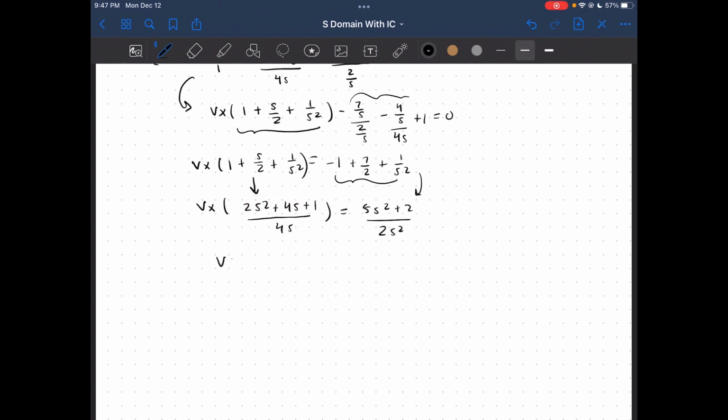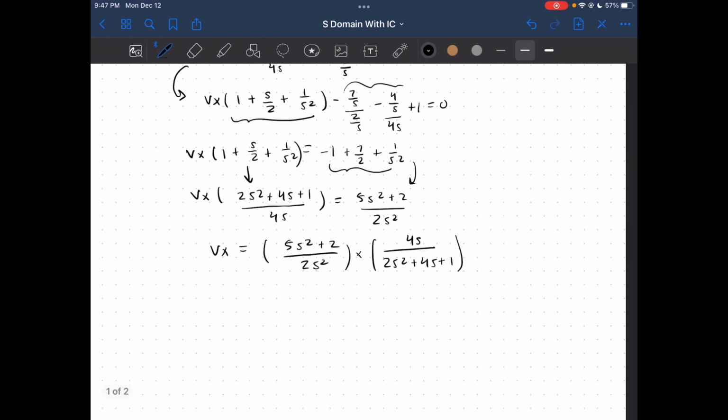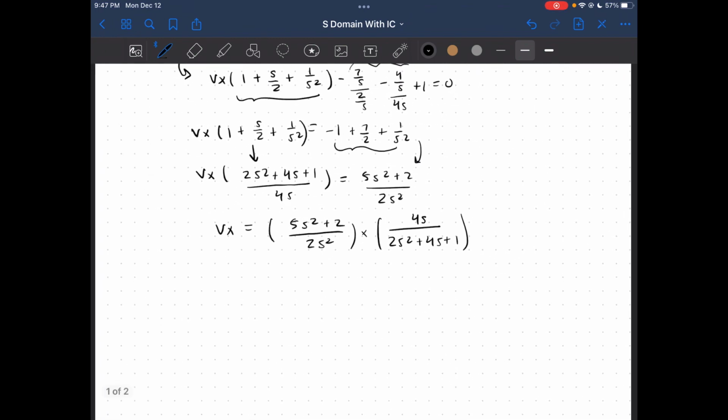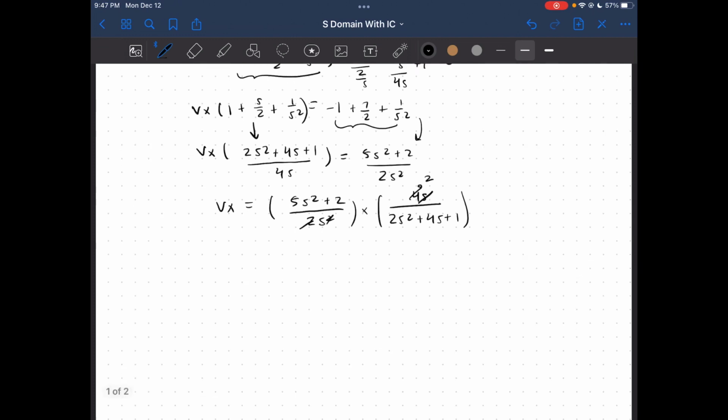So we get V of s equals (5s squared plus 2) all over 2s squared, times 4 over s, 2s squared plus 4s plus 1. Right off the bat, we can see that some numbers cancel out here. This 2 will make this 4 go to a 2. This s will get rid of this power of 2.